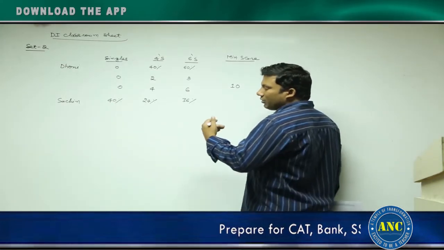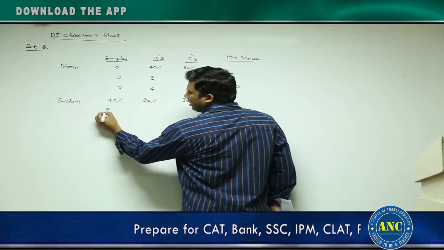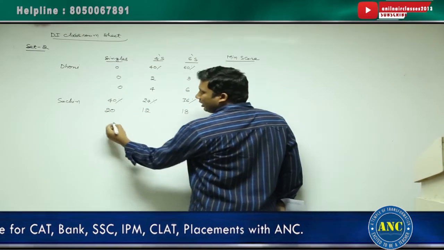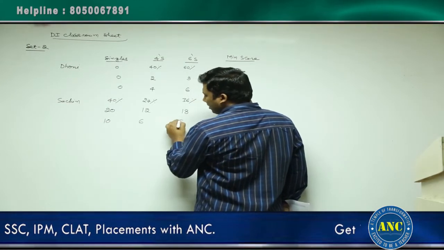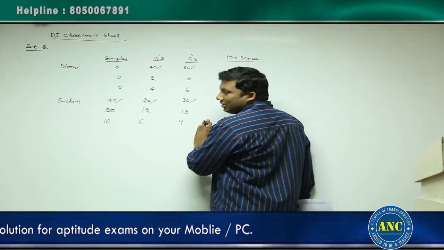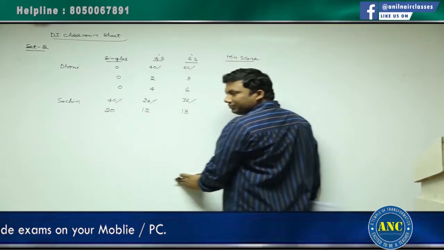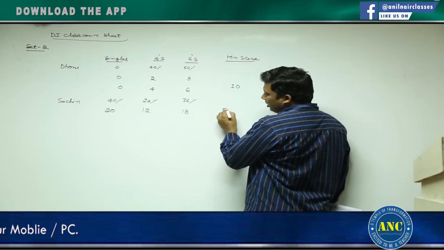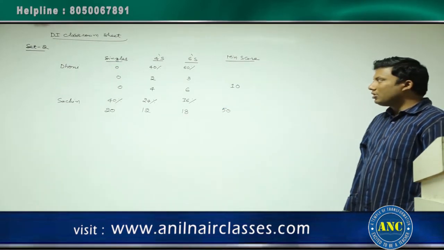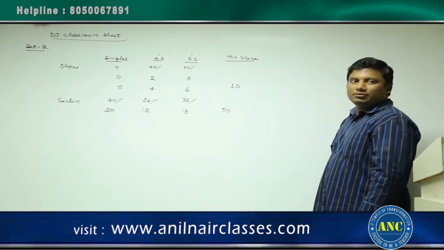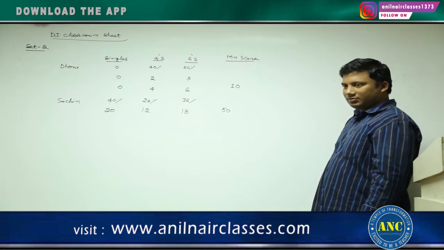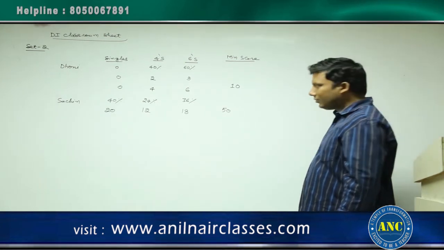Now, minimum score we will do. Percentage deleted. 2 twenties are 40, 2 twelves are 24, 2 eighteens are 36. If I take 2 tens, 2 sixes, 2 nines, he cannot score 9 runs using sixers. That means this is not the simplest form. Stop it here. That means Sachin scores minimum 50 runs. Clear?